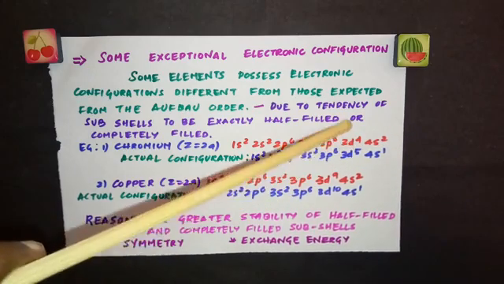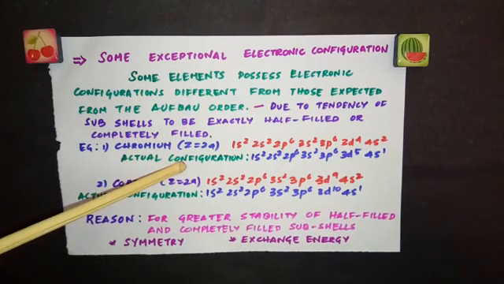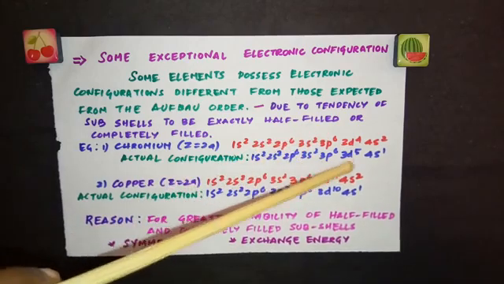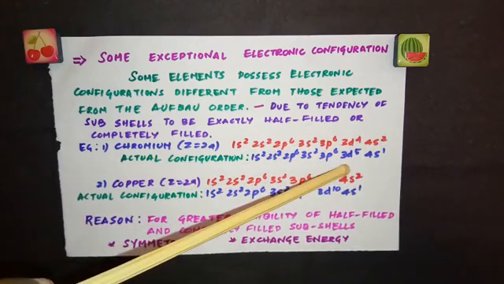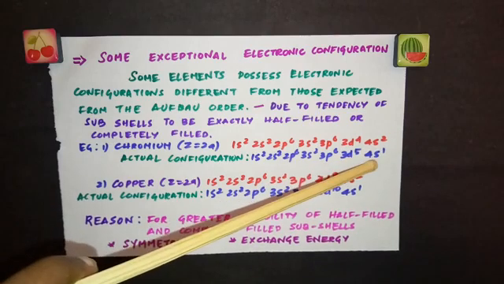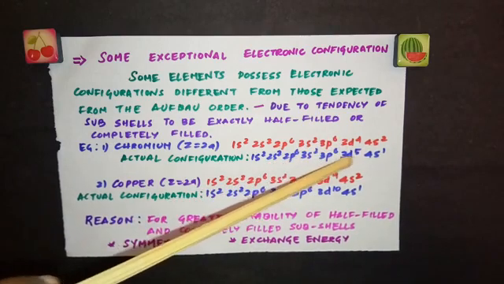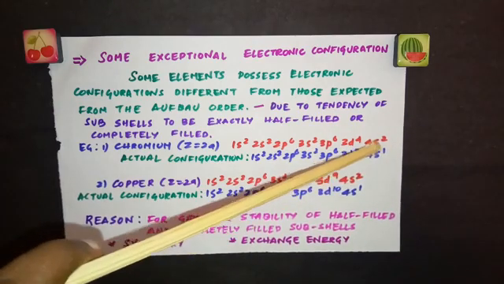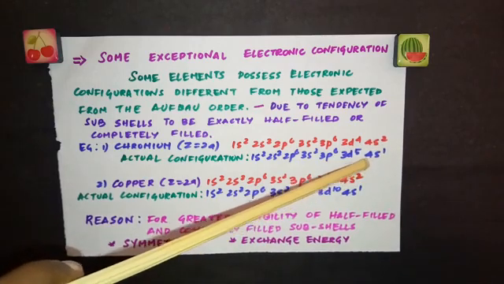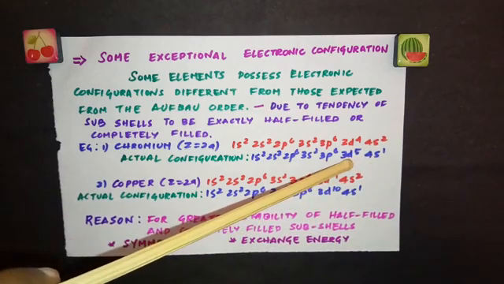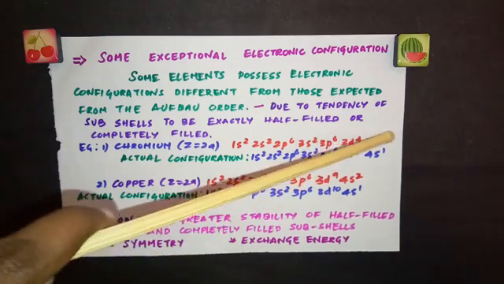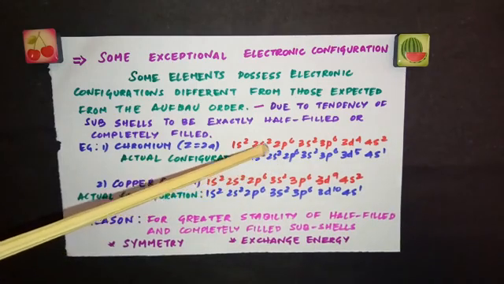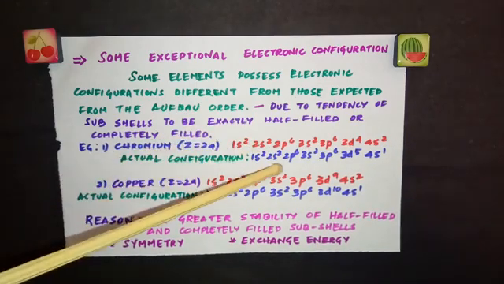This is what we expect, but the actual configuration of chromium is, till 3p6 the same configuration, but instead of 3d4 4s2, the actual configuration is 3d5 4s1. As I told you, in 3d5 it is half filled because d can accommodate 10 electrons, here it is 5 electrons. Same way 4s is half filled. So 4s1 and 3d5, since they are half filled, are more stable than this configuration. So this is the actual configuration of chromium. When they ask you to write the electronic configuration of chromium, you are supposed to write this, not this.